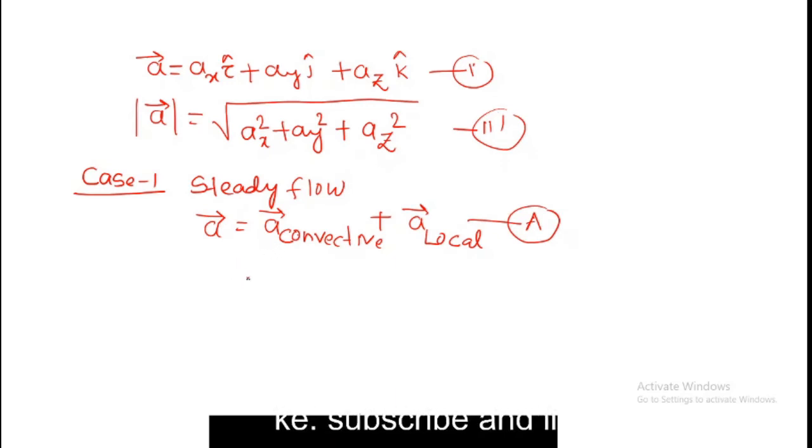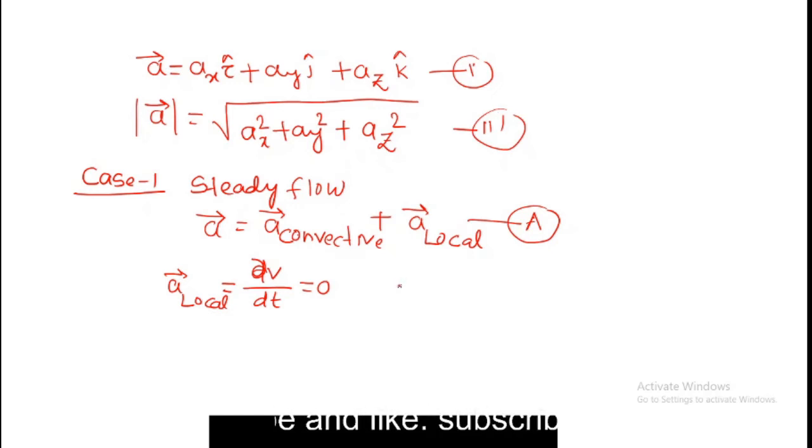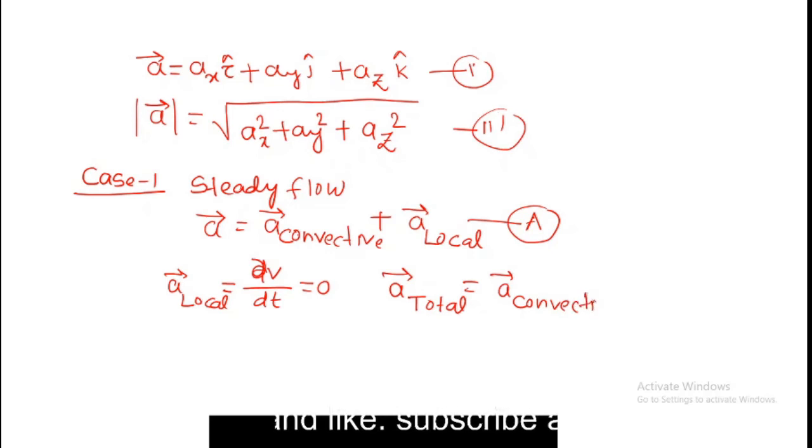But in steady flow, the change in velocity with respect to time will be equal to zero. This is nothing but the local acceleration. So the total acceleration is now only equal to convective acceleration for steady flow. This is called convective acceleration.